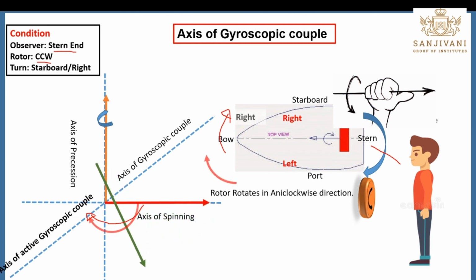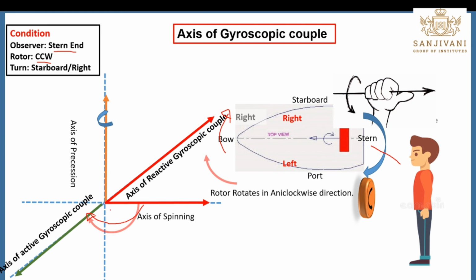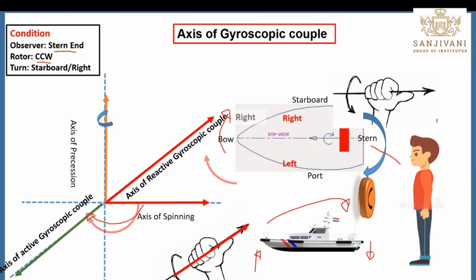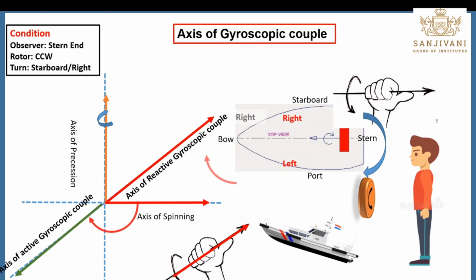You will find this is the axis of active gyroscopic couple, this is the axis of reactive gyroscopic couple. Again, you have to reorient your right hand thumb in the same direction. You have to see the direction of your fingers, which is the clockwise direction. That means if you are allowed to rotate this in the clockwise direction, the bow will move in the upward direction and the tail, that stern, will move in the downward direction. This is raise the bow, dip the stern, the ultimate gyroscopic effect in this case.